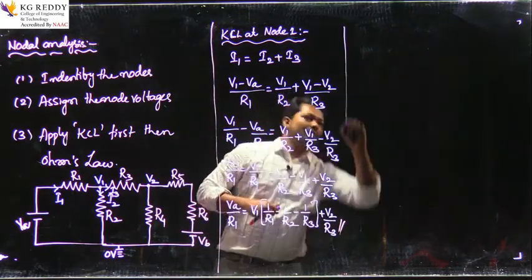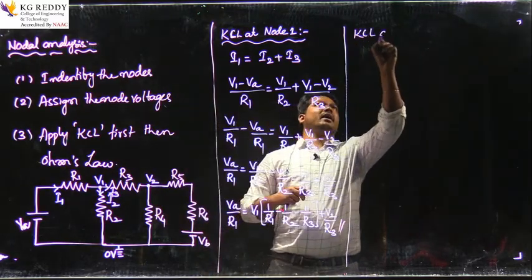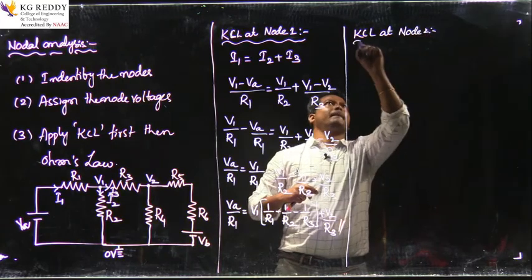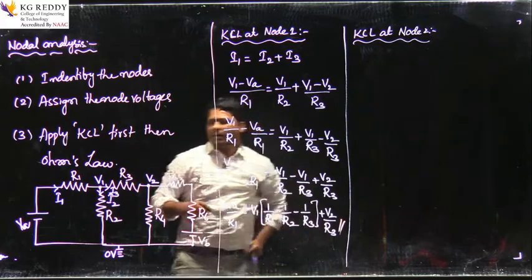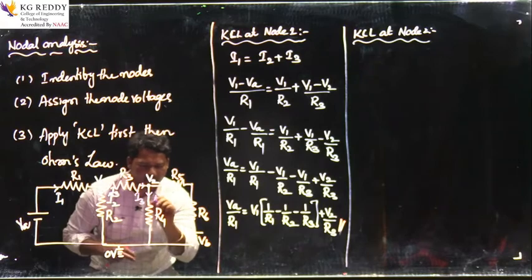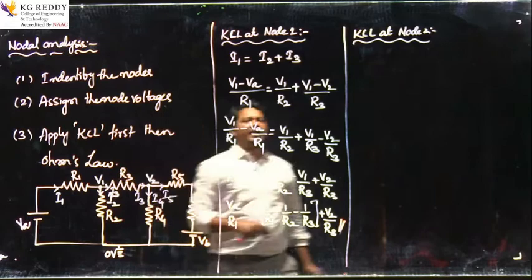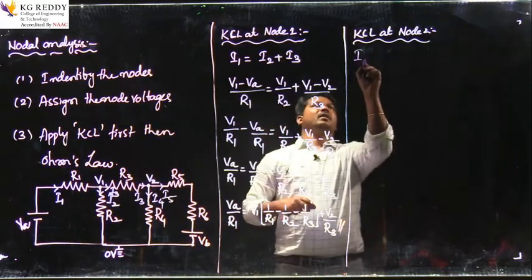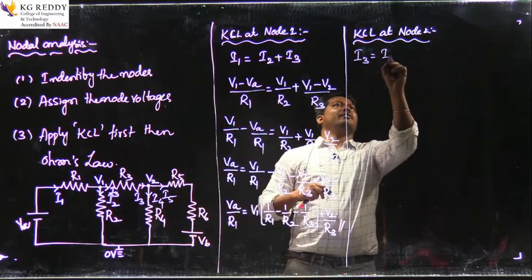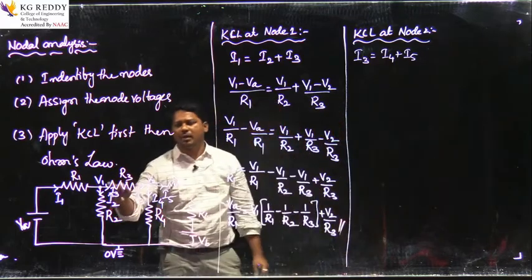Now if I want to write the same nodal equation at node 2, I will write KCL at node 2. If you observe the KCL at node 2, this is the current I3 that is already there, this one I will take as I4, and this one is I5. Now the I3 current is entering the node, so I3 equals the two leaving currents, I4 plus I5. So I apply the KCL, then I need to apply Ohm's law.